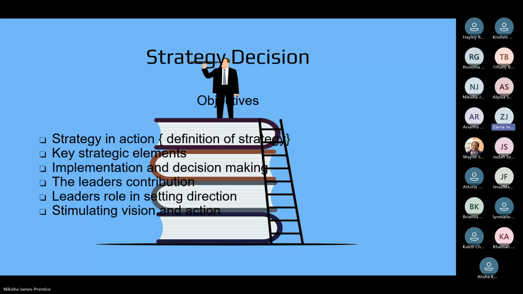I will go over my objectives for this evening. My objectives are to identify what is strategy, the key elements of strategy, to understand the implementation of decision making in strategy, the leader's contribution towards strategy, the leader's role in setting direction, and stimulating action and vision.